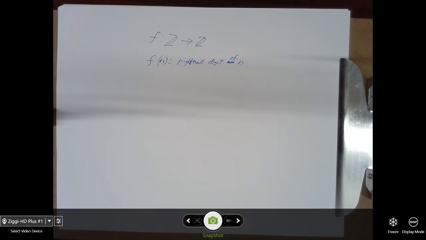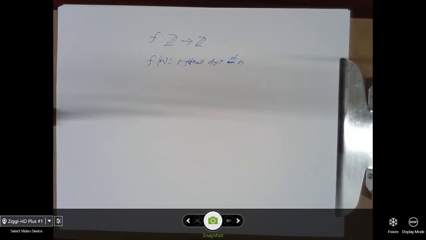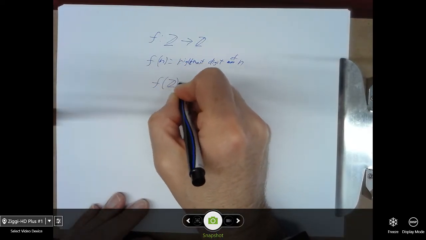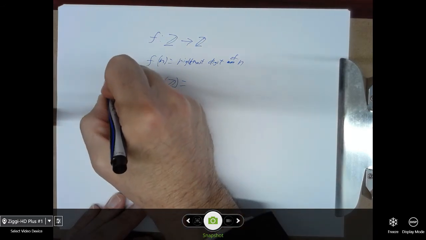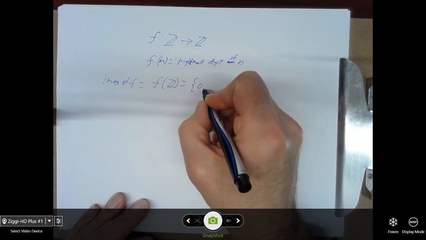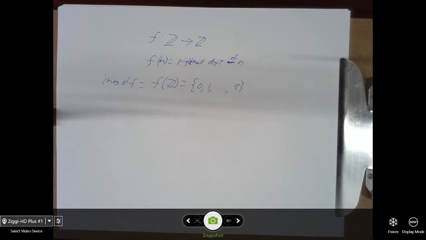Is that a function? Absolutely. It's not a cosine, sine, square root kind of function, but it's a mapping from the set of integers to the set of integers. And in that case, the image of f would be what? Integers 0 through 9. It would be the integers 0 through 9, because those are the only values that f maps to.